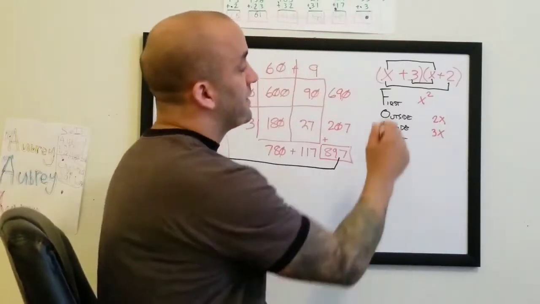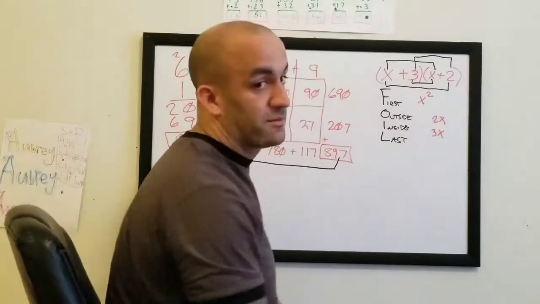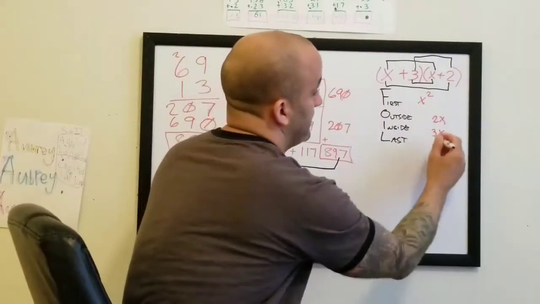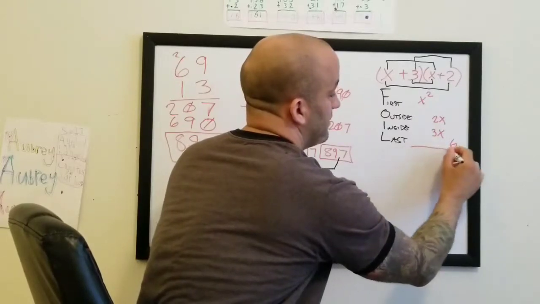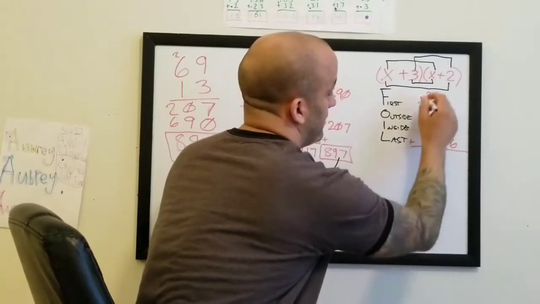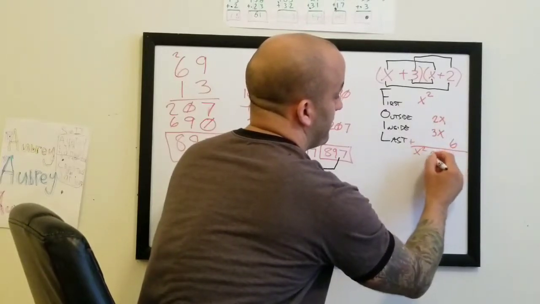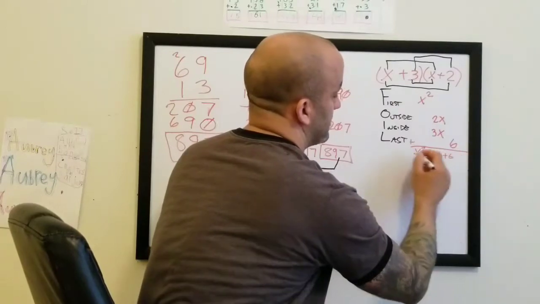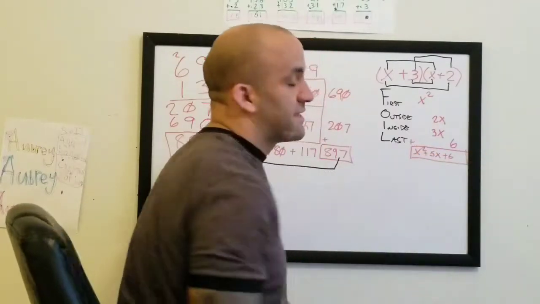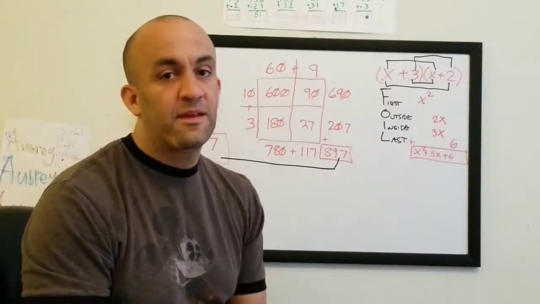And then we're going to multiply the last terms. That's going to be 6. And then what we do is we add them. x squared plus 5x plus 6. This is how we solve a problem using the FOIL method.